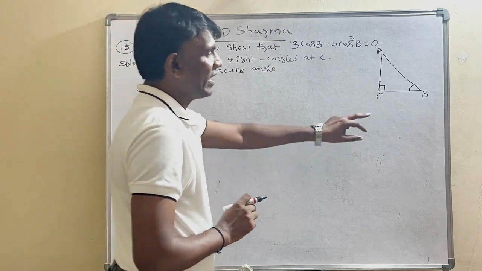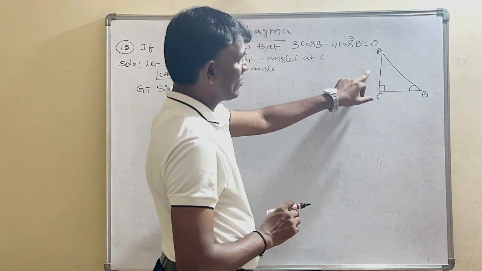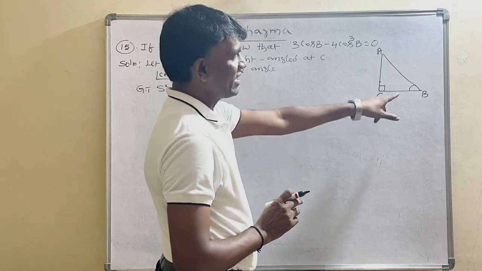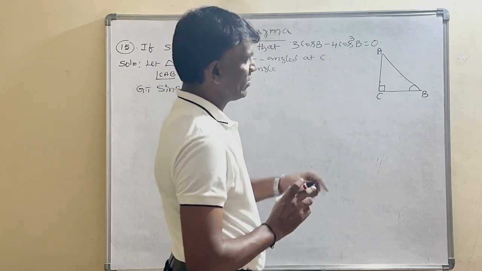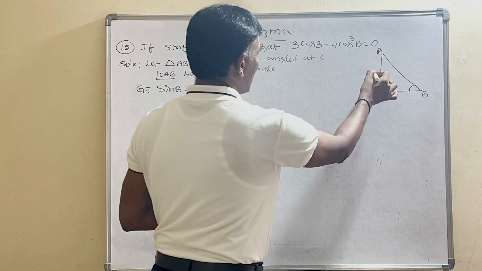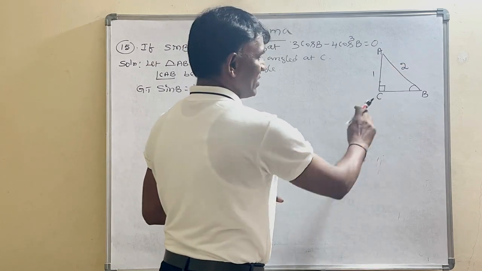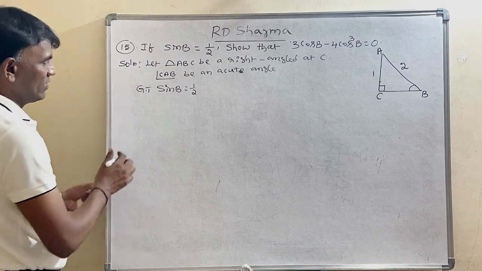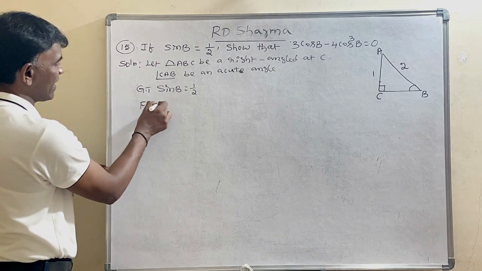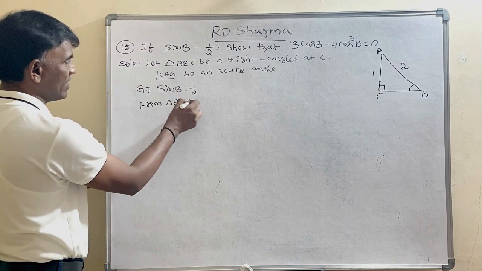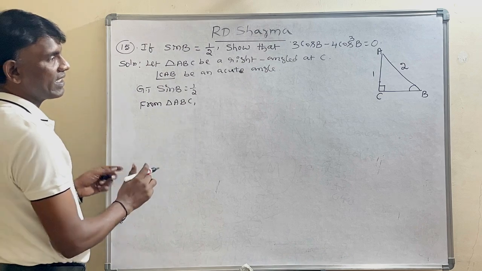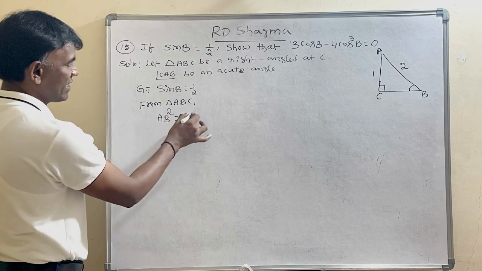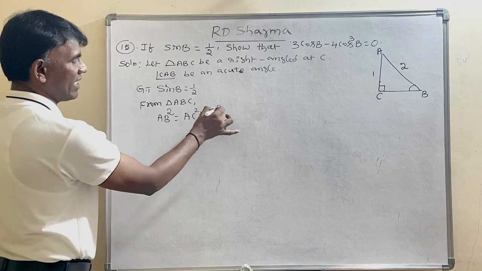So if you take B angle here, this is the opposite side, this is the adjacent side, and this is the hypotenuse. So sin means opposite side divided by hypotenuse, right? So it is 1 and it is 2. Now we find BC value. For that we can use Pythagoras theorem. So next step, from triangle ABC, what is the hypotenuse? That is AB. So write here AB square equal to AC square plus BC square, right?